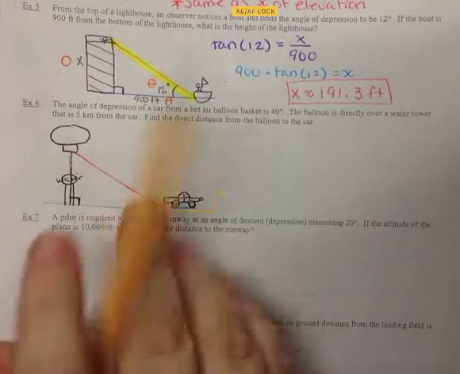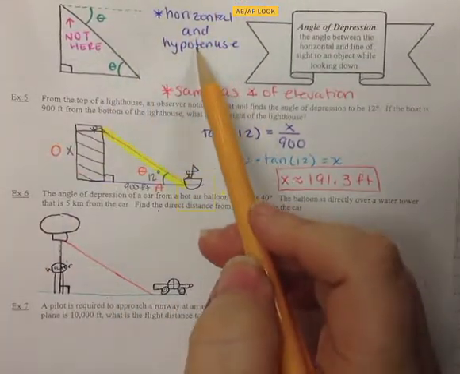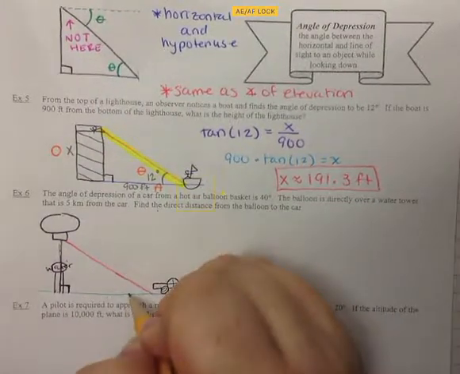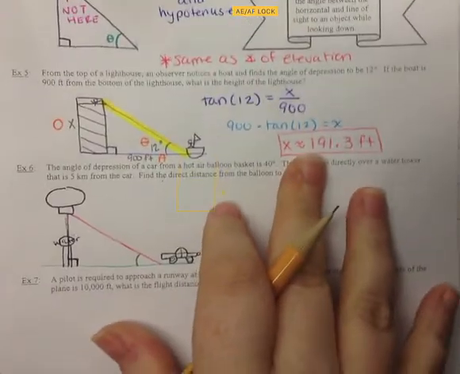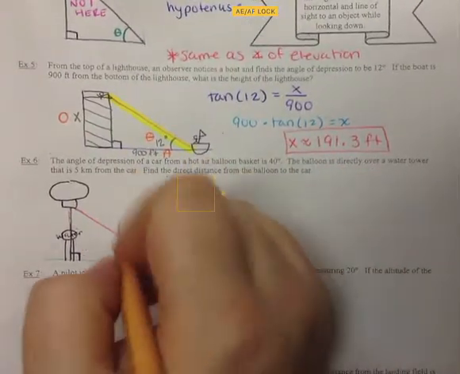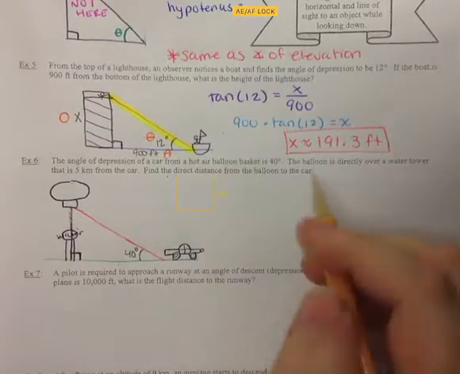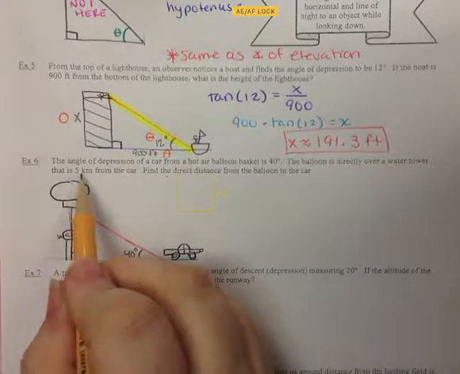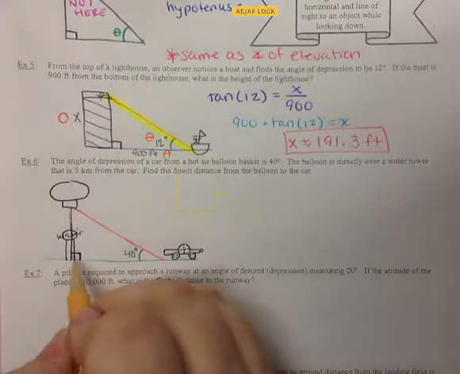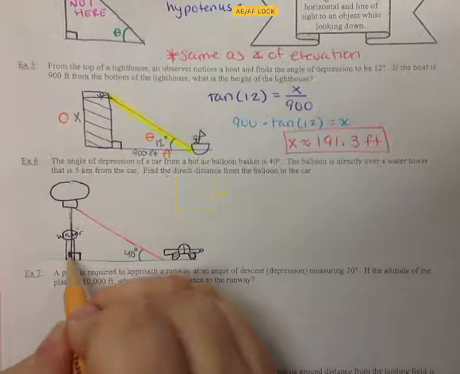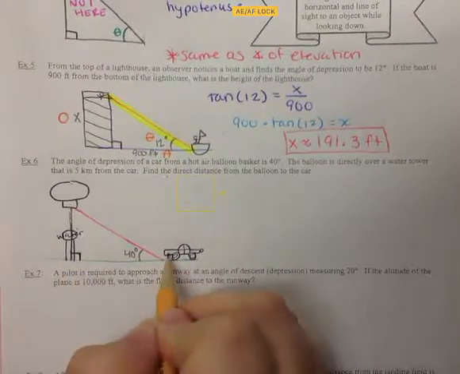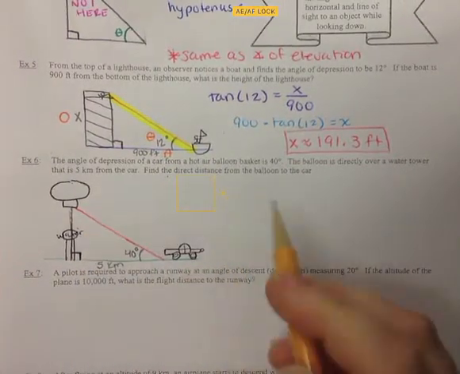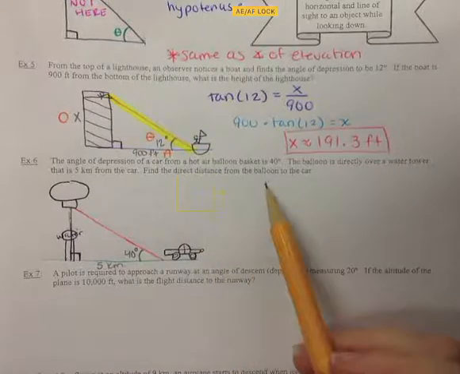So it says the angle of depression. And again, depression goes from the horizontal and the hypotenuse. The horizontal on this problem is the ground. The hypotenuse is the red. So horizontal, hypotenuse, again, that's the angle of elevation. Same thing. It is 40 degrees. So we can put our 40 degrees down here. The balloon is directly over a water tower, and the water tower is 5 kilometers from the car. Water tower, car. So our 5 kilometers goes here. It says find the direct distance from the balloon to the car.